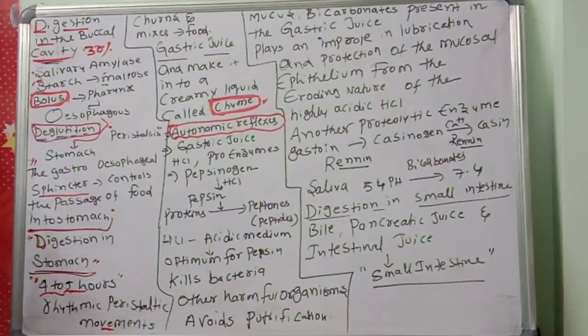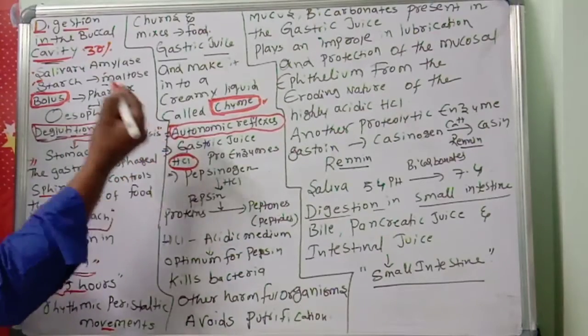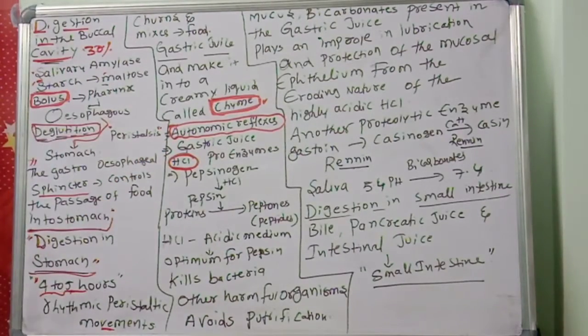Another important thing to remember is what the gastric juice contains. What is there in the gastric juice? HCl, hydrochloric acid. That hydrochloric acid is very useful for the digestion of food. Why? Because HCl activates which ones? The enzymes.